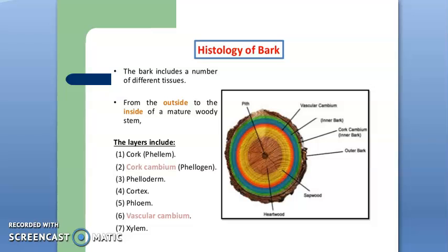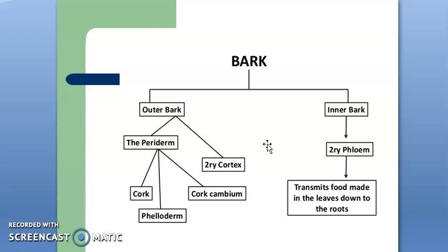Next is the histology of that bark. The bark includes a number of different tissues from the outside to the inside of a mature woody stem. First is cork, that is phellem or phloem, cork cambium, that is phellogen, phelloderm, cortex, phloem, vascular cambium and xylem. So this is the histology or microscopy of the bark, and these are the layers which are present in the bark when we observe under the microscope.